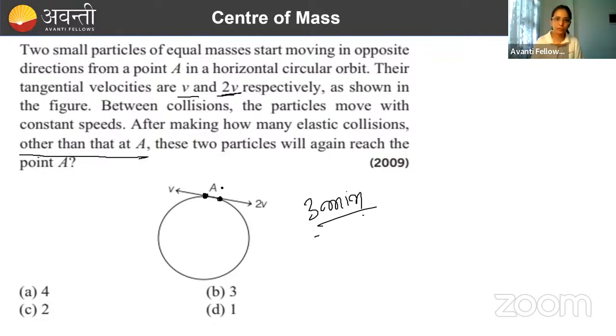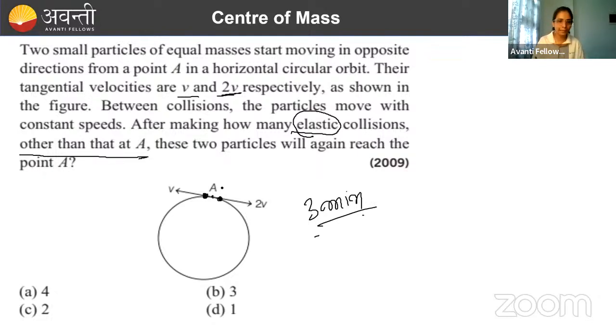It is moving with constant speed. Obviously, velocity will change because direction of speed will change. After making how many elastic collisions? Collision happening again is elastic. Okay? Collisions other than that at A, these two particles will again reach the point A.